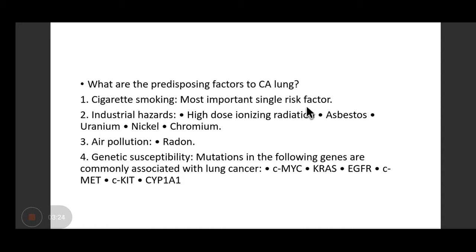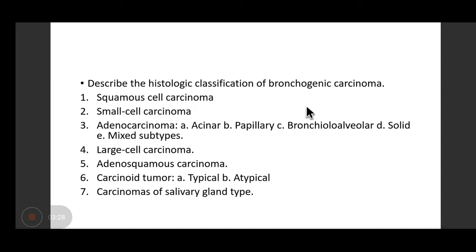The next question which is asked is, what is the histological classification of bronchogenic carcinoma? Okay, you can broadly divide these tumors into squamous cell, small cell, then adenocarcinomas, which can be further divided. Then there are large cell carcinomas, adenosquamous, carcinoid, and carcinomas of salivary gland type. All right, this classification is important.